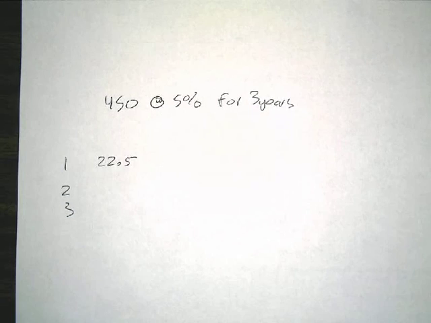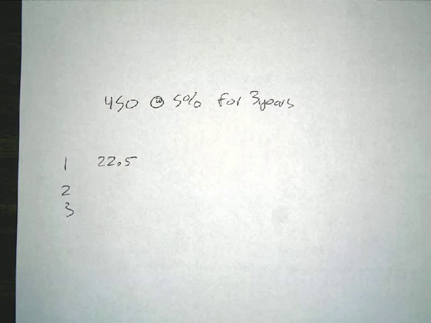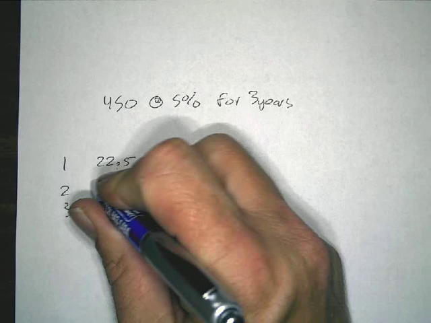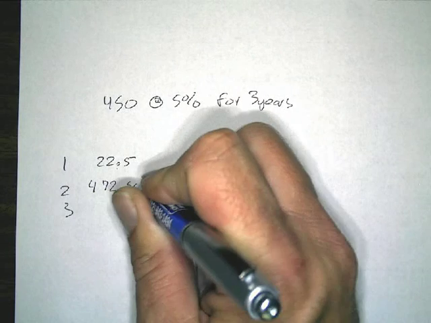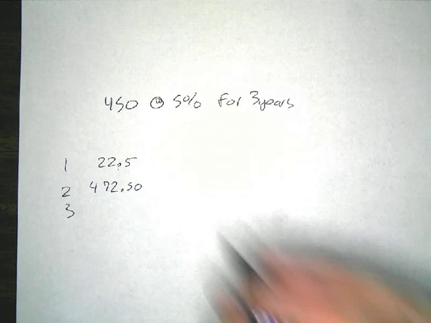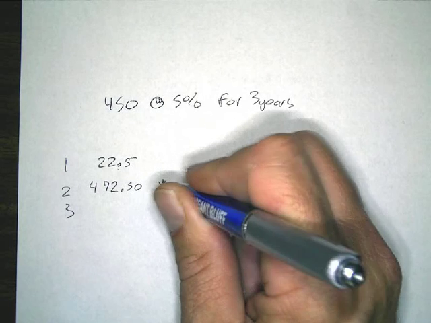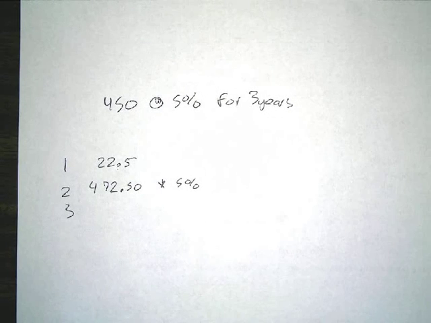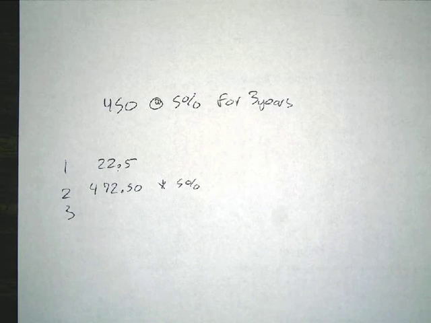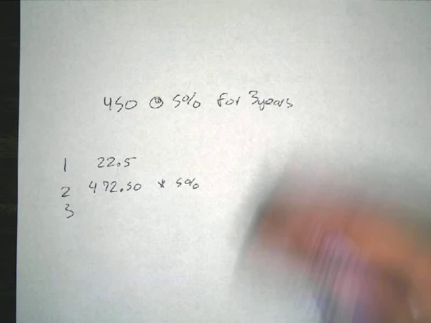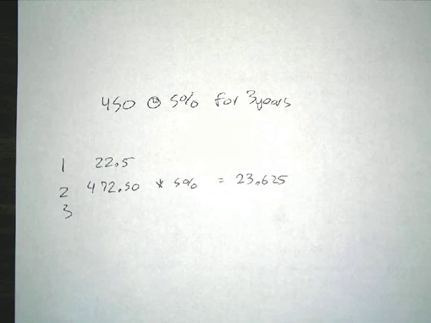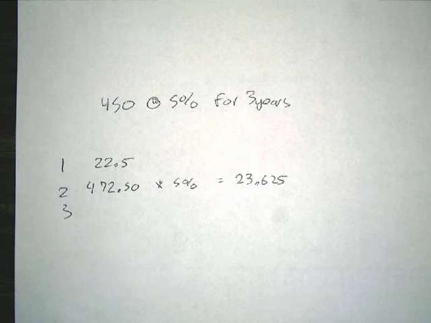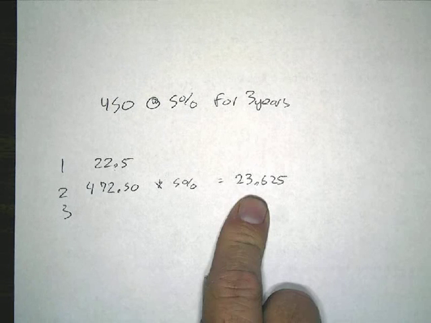So, when we start year 2, we're going to have our original $450 plus our $22.50. So, that's the amount we're going to start with in year 2. We're going to take this times our 5%. So 472.5 times 0.05, we're going to get 23.625. That's how much interest we made in the second year. So we're going to take this, add it back into what we started with.